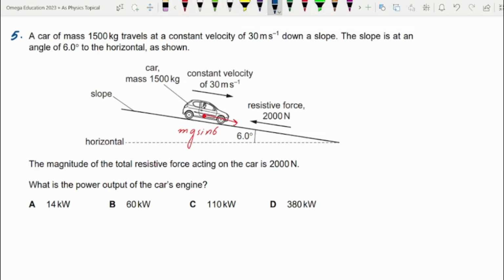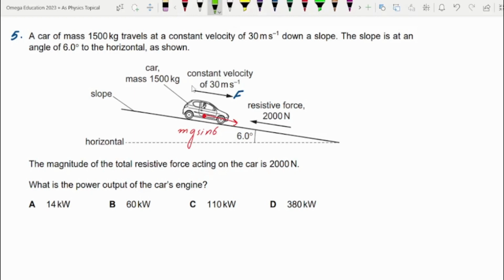Alright, so since the engine is also providing a force, which is a forward force, down the slope, and we have to write that force in terms of power, P equals Fv. For the time being, let me call that force the driving force, Fd, which would be in this direction. This is your Fd, the driving force. And then there's another force, which is the resistive force, which is against the direction of motion.